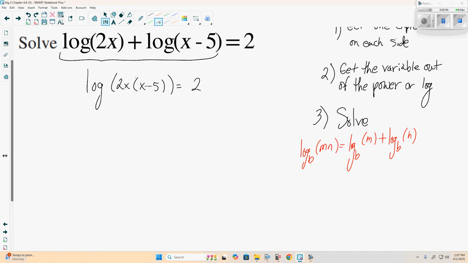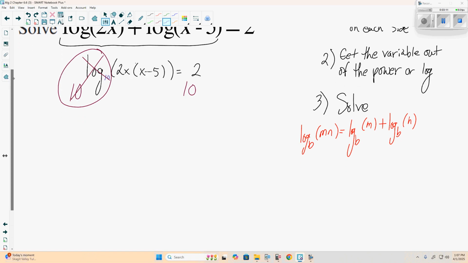Since the log here, the base is not written, it's understood to be 10. If the base of a log is not written, it's understood to be 10. And we put this to the base of 10, these will cancel, leaving us with 2x times x minus 5 is equal to 10 to the second power, but 10 squared is 100.